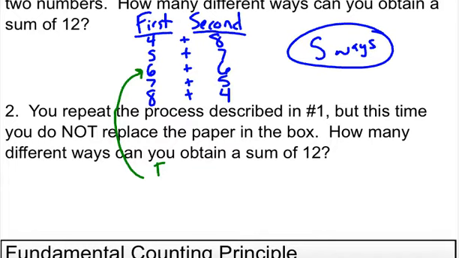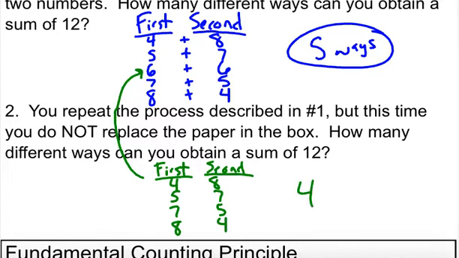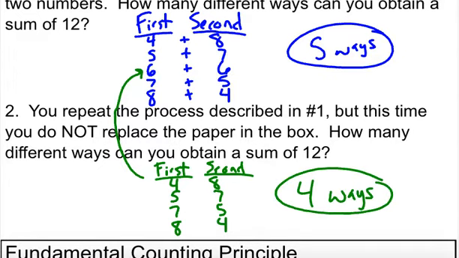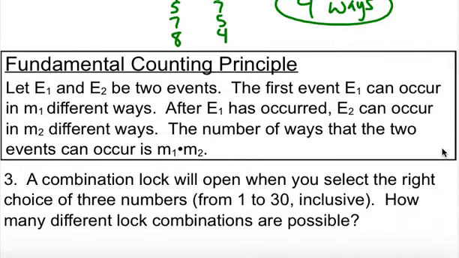So now my only possibilities are the 4, 5, 7, and 8, and then of course on my second draw, 8, 7, 5, and 4. Okay, so now there are only 4 ways because, like I said, we're not replacing those, so we can't draw a 6 and a 6. This leads us into something we call the fundamental counting principle.